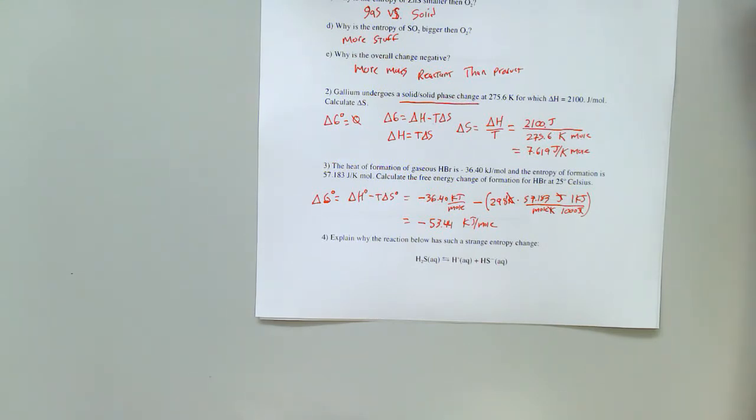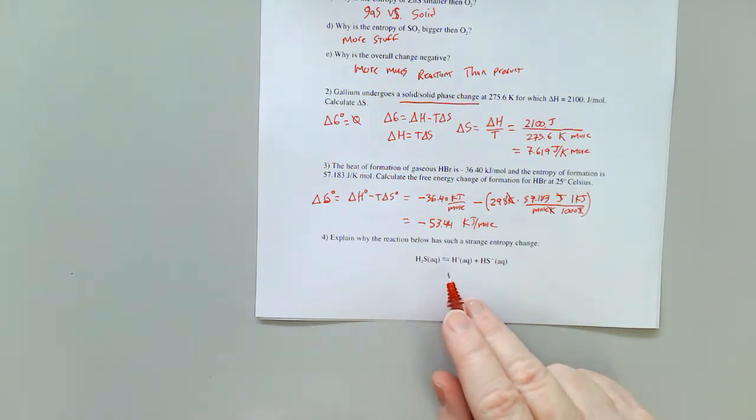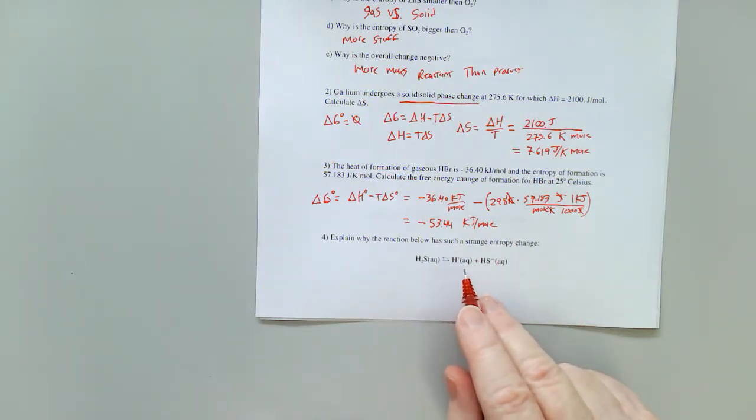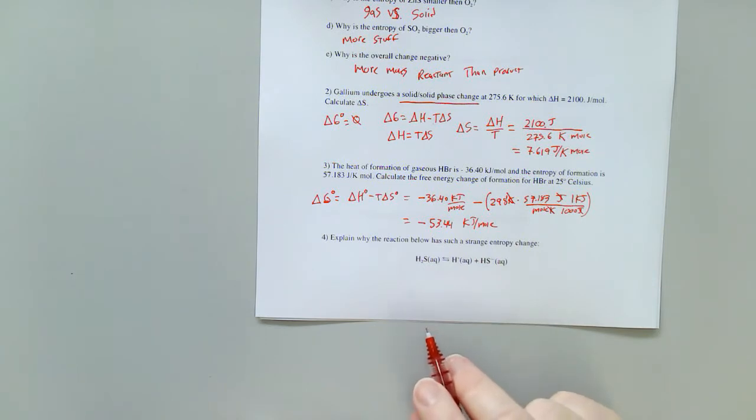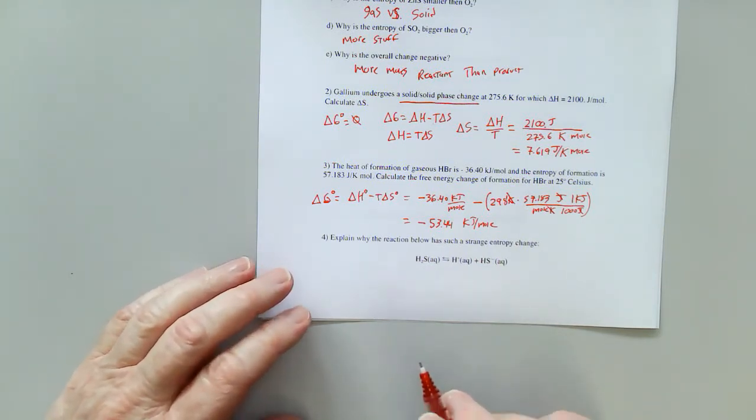Okay, so I have a kind of brain teaser one here. H2S aqueous is going to dissociate. It's going to ionize into H plus aqueous and HS minus aqueous. And it turns out that this reaction has a strange entropy change.